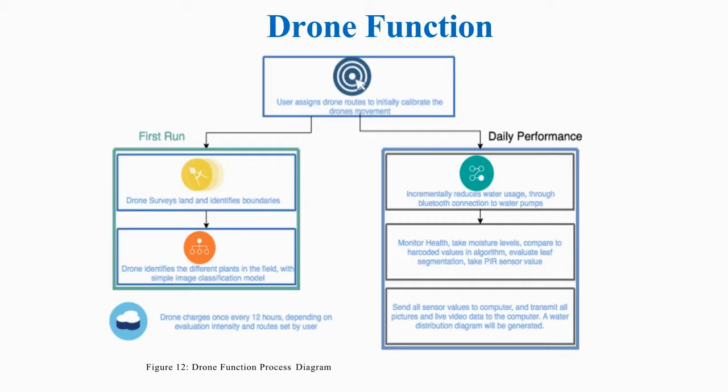It's going to take the NDVI values and look at the moisture values that are set for the plant in the field and compare them to the experimental values. So compare the difference between the two, and based on that, the drone can adjust the water usage within the field for each plant. After that, it takes all those values and transmits all those pictures and live video data to the computer, and then a water distribution diagram is generated.